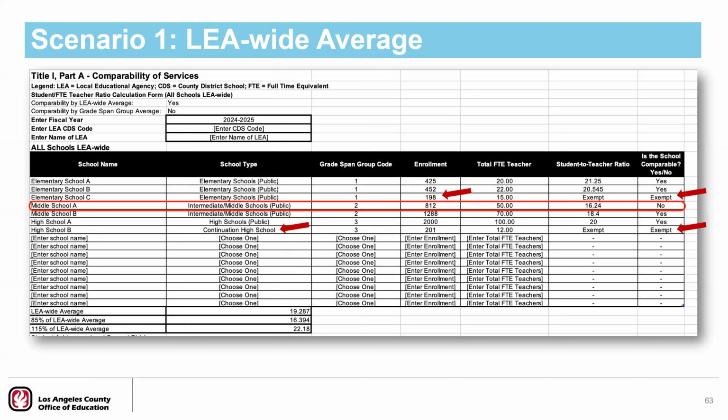Another thing you can see in this example is that 2 schools are exempt as indicated in the last column. So elementary school C is exempt because it has less than 200 students. And high school B is exempt because it is a continuation school. And so the forms will auto-populate the last column with exempt if the school has 200 or fewer students, or if it meets one of the school type exemptions.